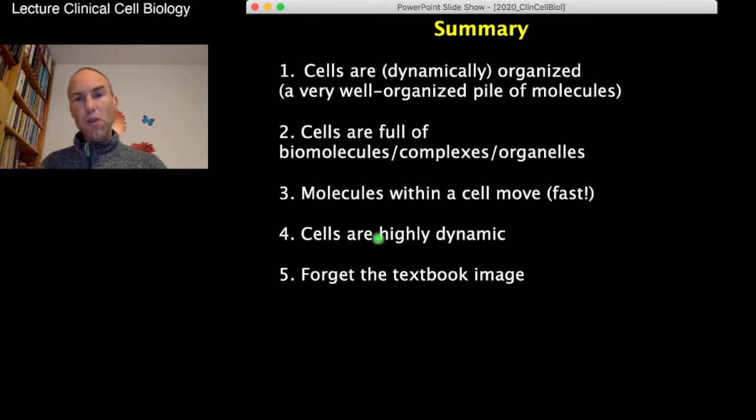So cells, you should also appreciate, are highly dynamic. And I really want to urge you to forget this textbook image. And hopefully you will get a chance to observe cells and learn to know what they really look like.